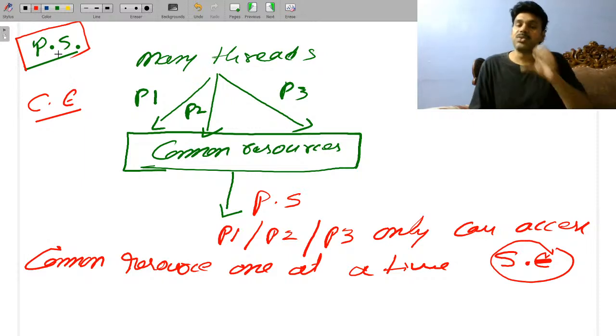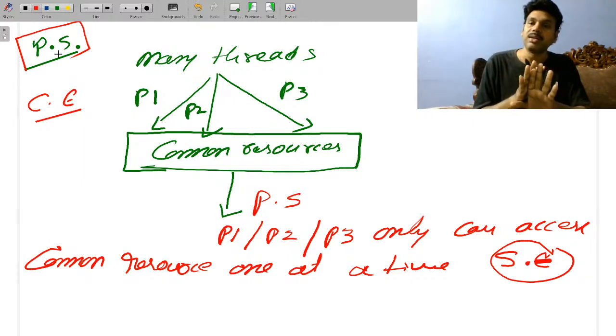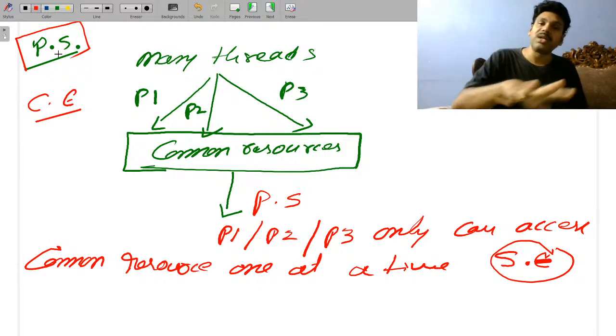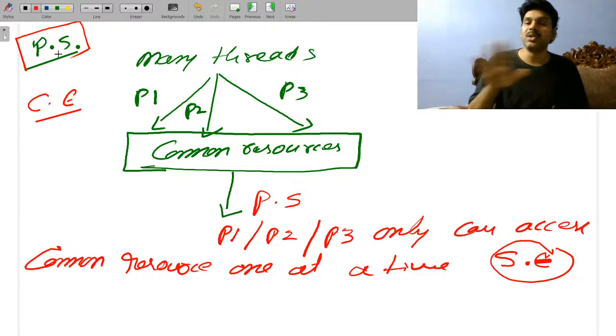As soon as one process enters to access the common resource, it is locked. Whenever one particular thread or process enters your common resource, the door is locked. After completion of that process, the door will open and the resources are released. Then the next process will enter, and again the door is locked. So the other has to wait until you exit. Entry and exit is the concept of process synchronization.